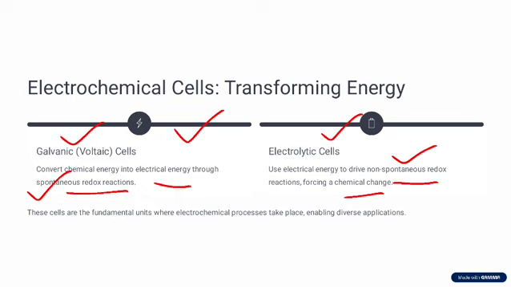As you already know, the term spontaneous refers to processes which occur naturally, and non-spontaneous processes refer to those which need some energy or help to start, to initiate. So I think you are following the basic idea of these two kinds of cells.